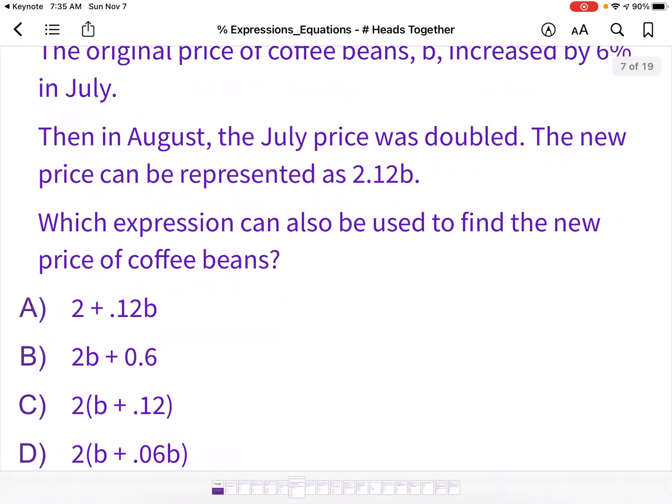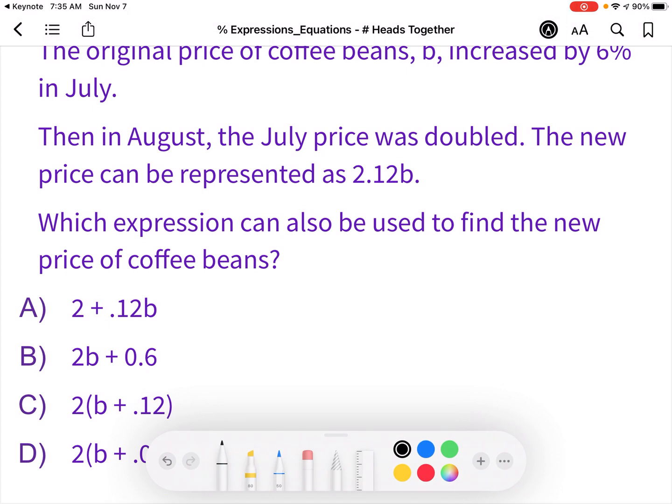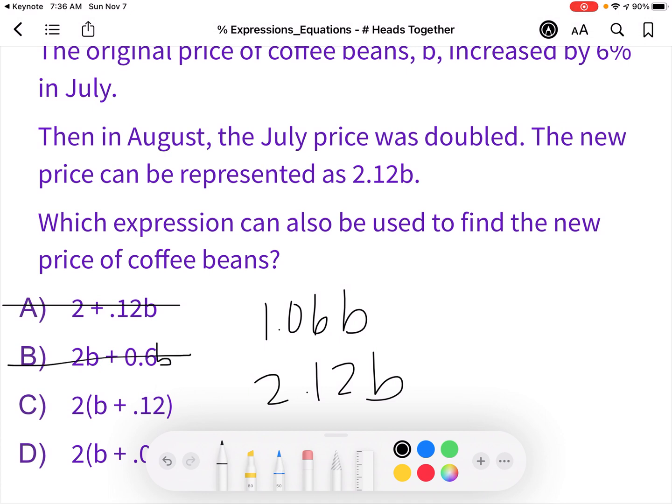In July, the price of coffee beans increased by 6%. Then in August, the price was doubled. The new price can be represented as 2.12 B. Which expression can also be used to find the price of the coffee beans? Okay, so I know it's 1.06 B, and then it was doubled. So it was multiplied by 2. So that's how they got 2.12 B, right? So I know it can't be A, and I know it can't be B because they don't have B's after both of their numbers.